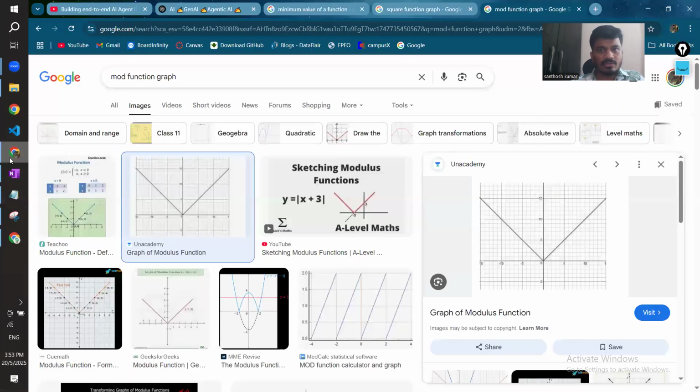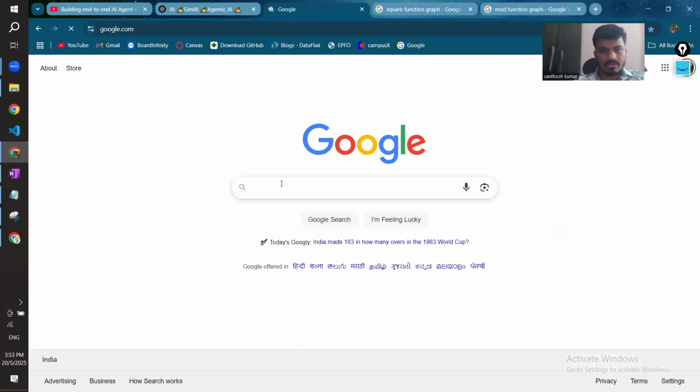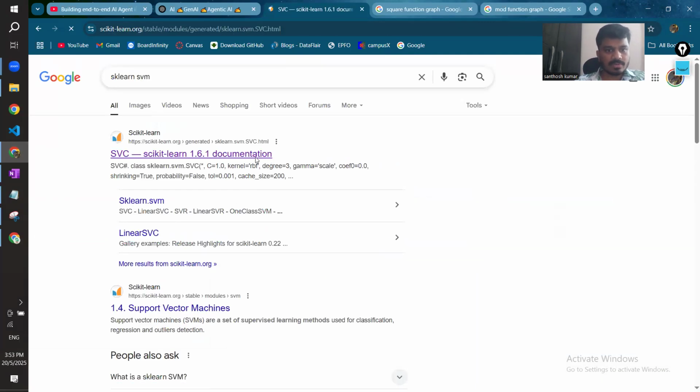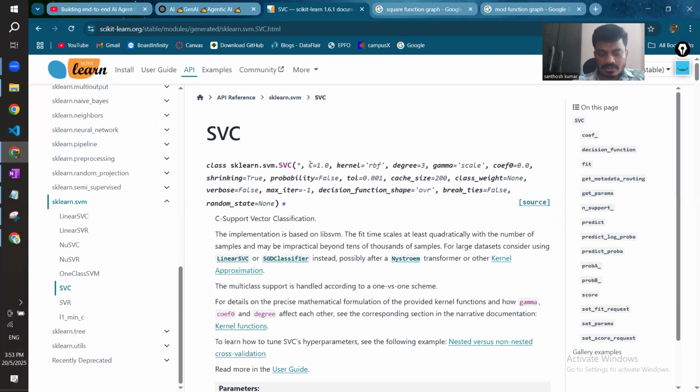Okay, the C value you can take, C is any number you can take. For example, if you go to the scikit-learn SVM documentation, you can see these are hyperparameters. Now we'll see this code, but there is one parameter called C.